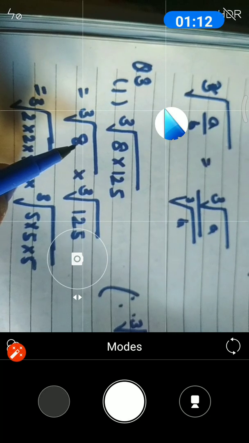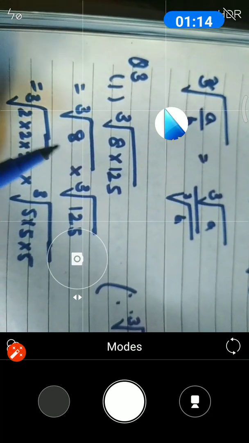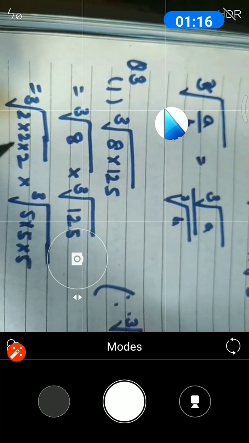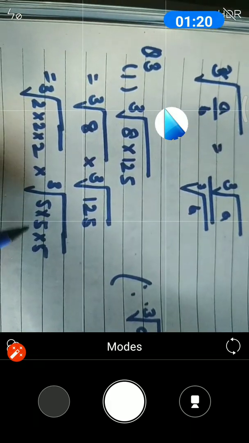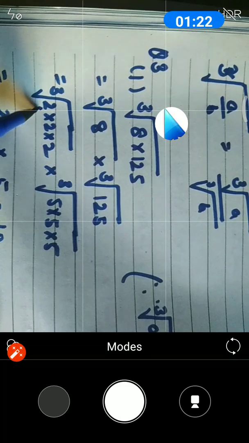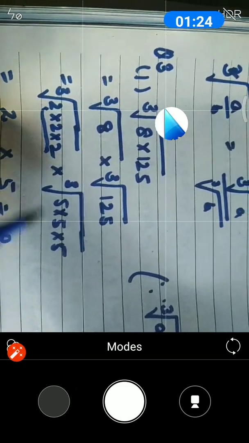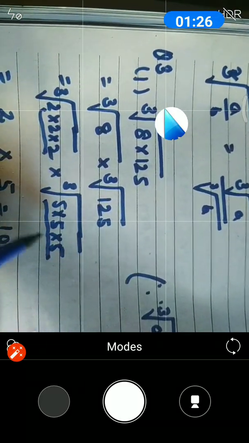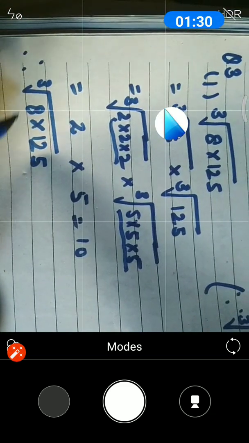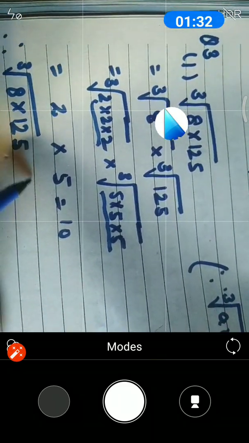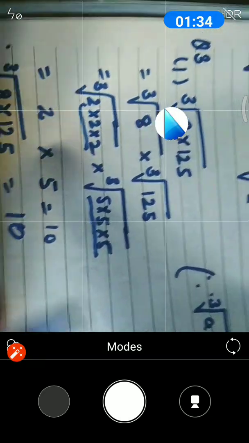You know what 8 is. 8's prime factors are 2 into 2 into 2. Then 125's prime factors are 5 into 5 into 5. So from this triplet we take one 2, and from this triplet we take one 5. So 2 into 5 is 10. Therefore the cube root of 8 into 125 is 10.